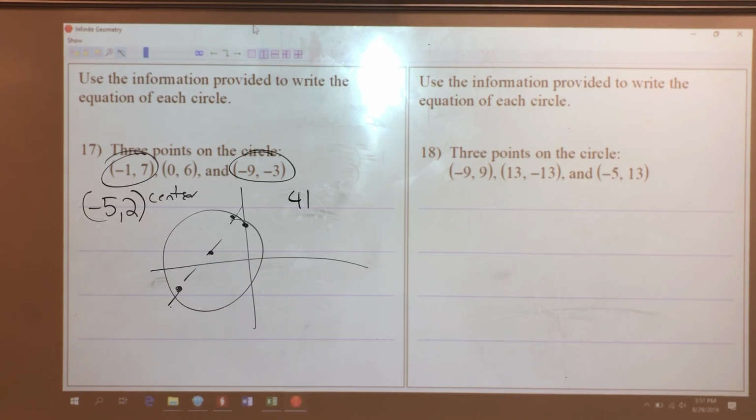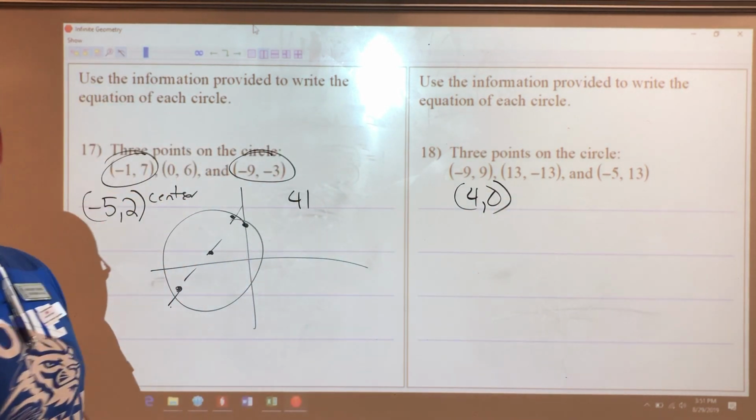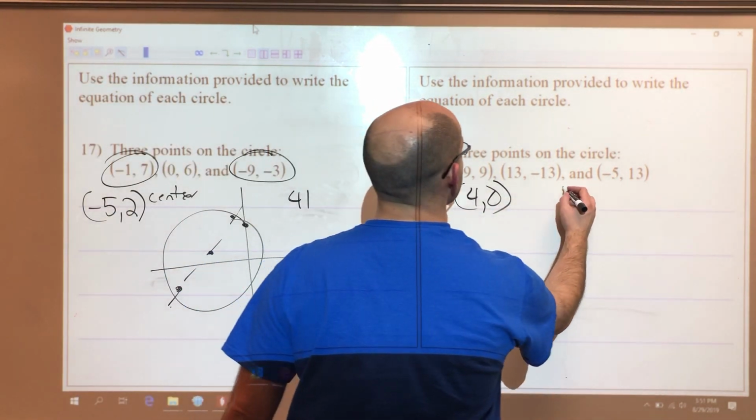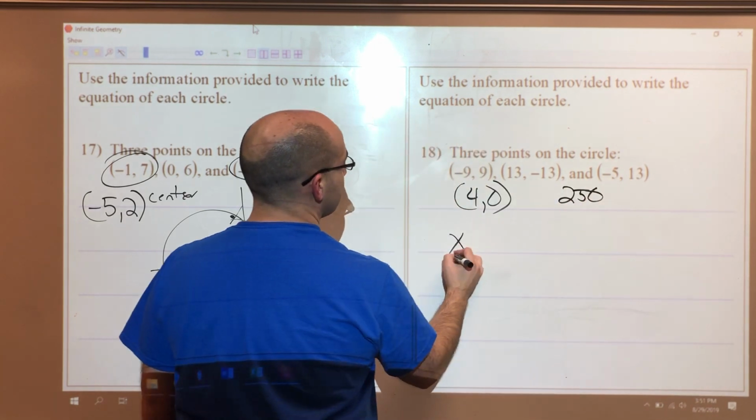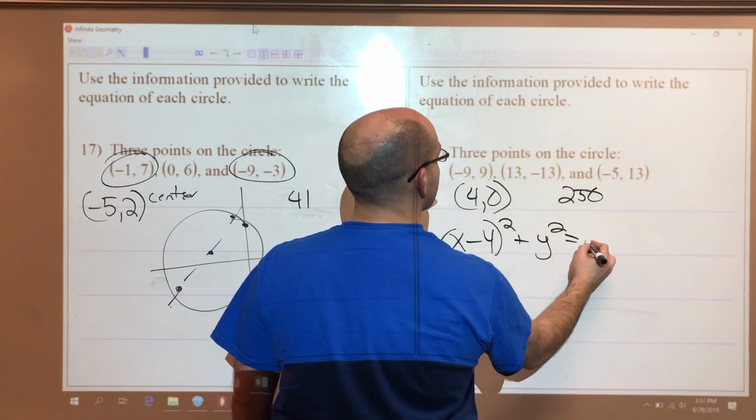Try number 18, and you're going to get a funky number for the end value, r squared. Center of the circle is 4, 0, with an r squared value of 250. Okay, so we've got x minus 4 squared plus y squared equals 250.